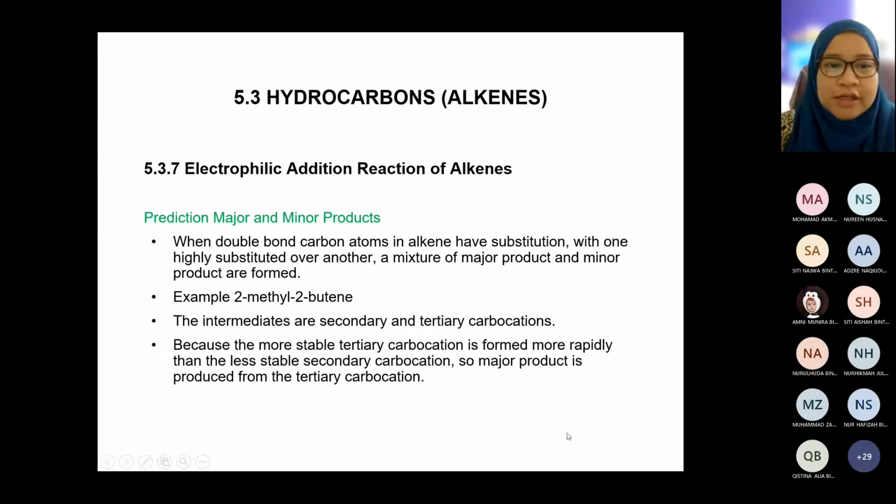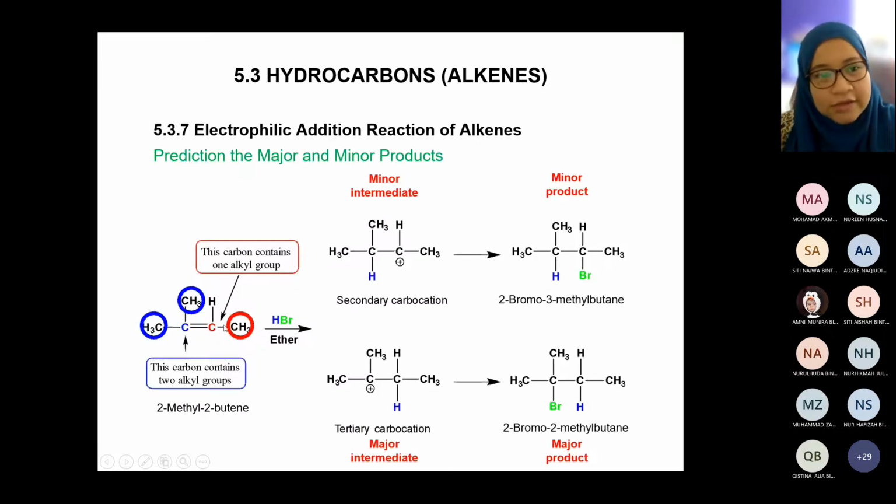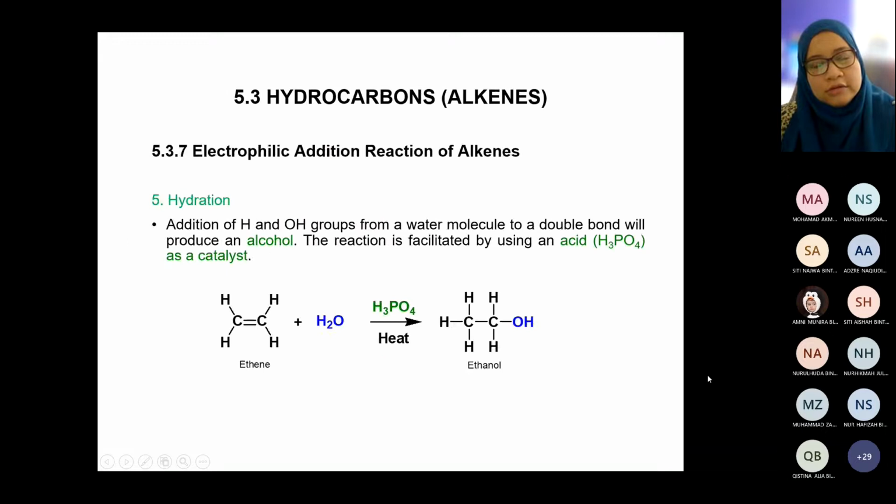So, another example, you have tertiary and secondary, like this one. This is secondary, right? One, two. How about this one? This is tertiary. One, two, three. Right? So if you have tertiary and secondary, this time around, you will have minor and major products. Major, it will form at the tertiary. Meaning, the bromine will attach itself to the tertiary carbon. I mean, the tertiary carbocation will be formed. And this product will be the final product. As the minor, it is the secondary carbocation and the bromine will be attached to the secondary carbon. Okay? All right. That is all.